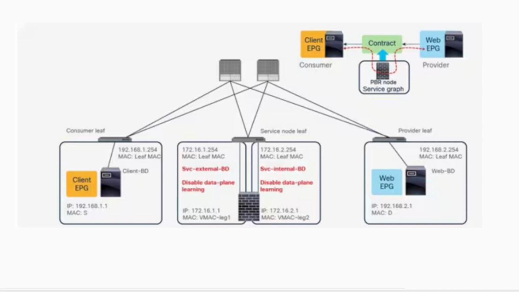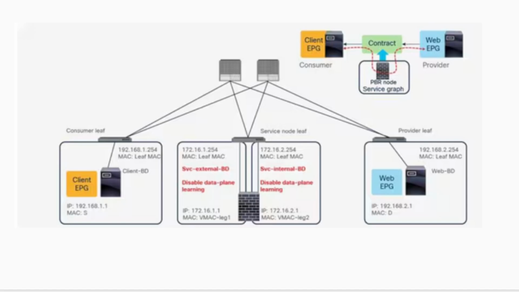So this diagram explains policy-based routing, policy-based redirect setup in a Cisco ACI environment. It shows how traffic is routed through a service node, for example, a firewall or a load balancer, using a service graph between Client EPG and a Web EPG.